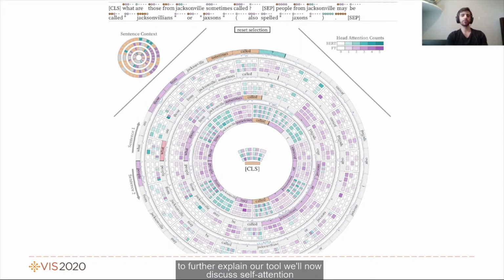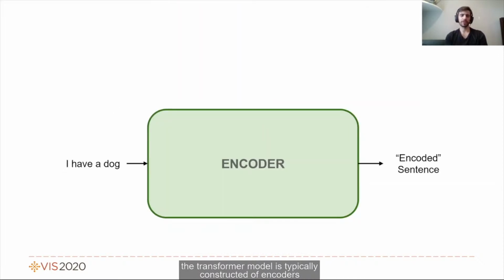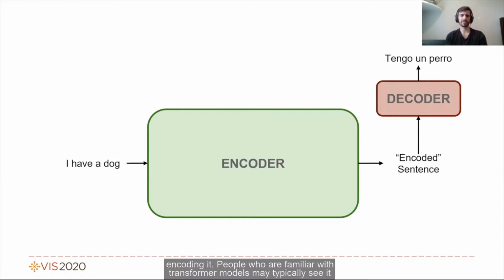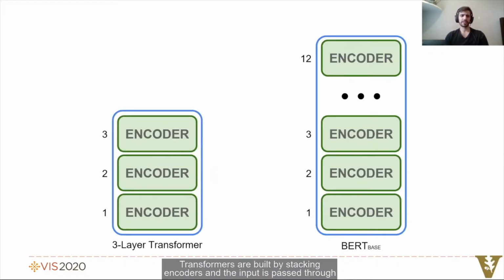To further explain our tool, we'll now discuss self-attention and fine-tuning details for the state-of-the-art transformer model. The transformer model is typically constructed of encoders, and an encoder takes an input sentence and extracts relevant information, encoding it. People who are familiar with transformer models may typically see it with an attached decoder for translating the encoding. However, we are only going to focus on the encoder today, as that's what our model uses. Transformers are built by stacking encoders, and the input is passed through each of these encoder layers sequentially. The model in question, the Bidirectional Encoder Representations from Transformers model, or BERT model, uses 12 layers.